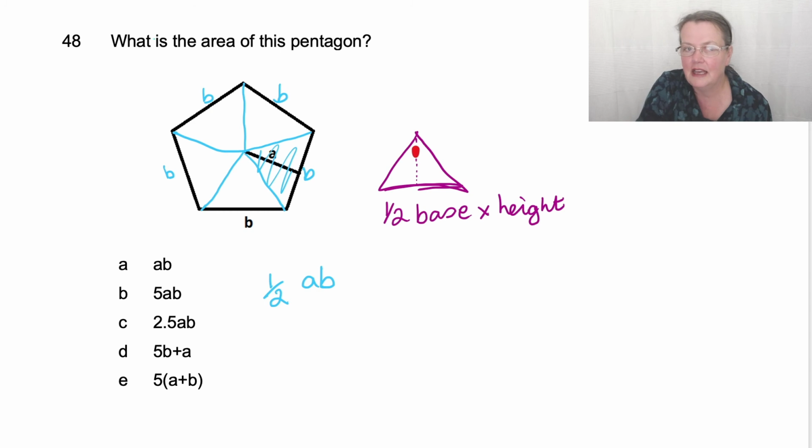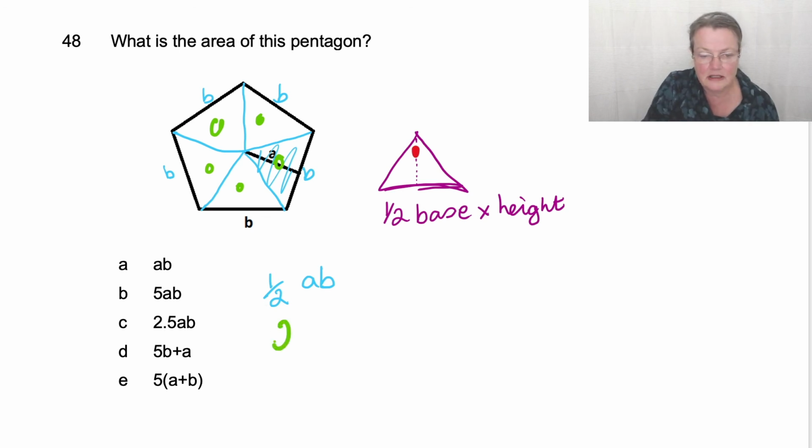But they wanted the area of the pentagon, didn't they? Not that triangle. So how many are there? There's 1, 2, 3, 4, 5 of these triangles. So what is half times 5? Two halves make 1, another 2 halves make another one, and then we've got a stray half left over. So our answer is 2.5 times A times B.